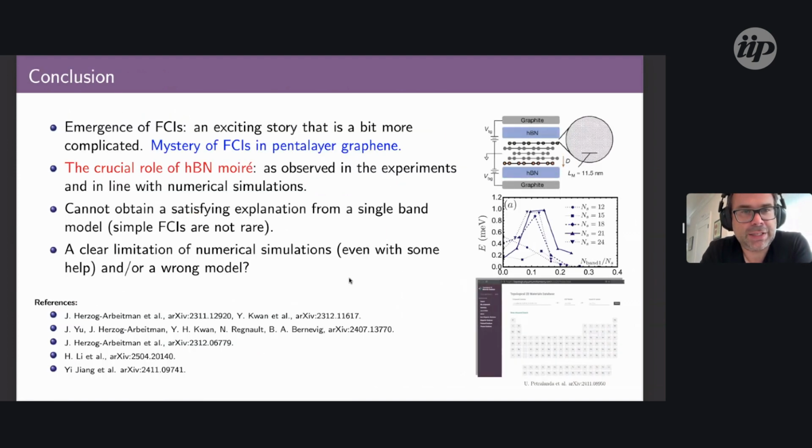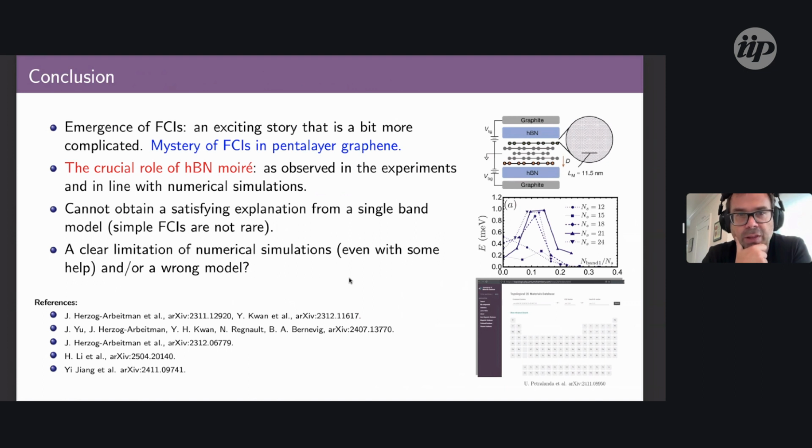So in conclusion, once again, FCIs are a very exciting topic. It's definitely richer than the fractional quantum Hall effect. But sometimes it's more complicated than the naive picture of a non-trivial band with strong interaction. And clearly, pentalayer graphene is one example of the difficulty that you have when you try to look at a realistic system.